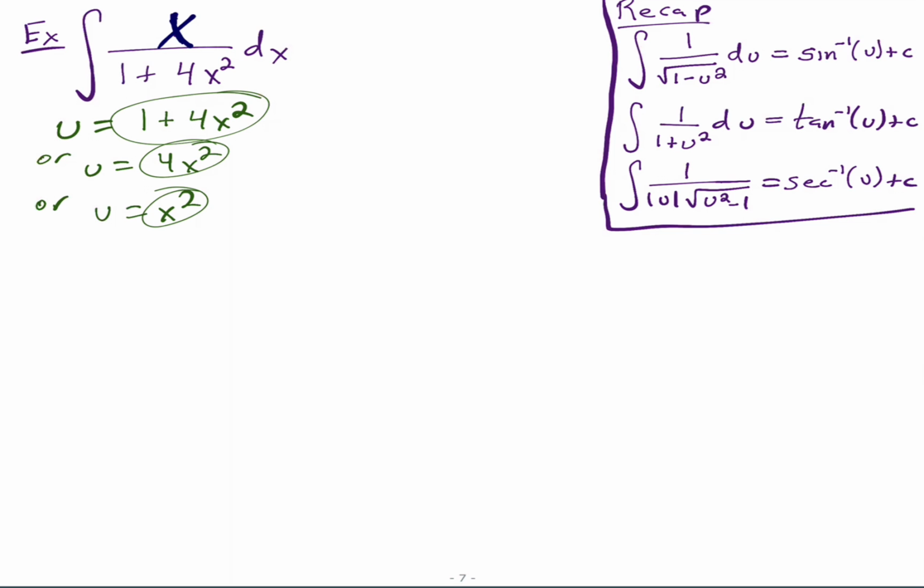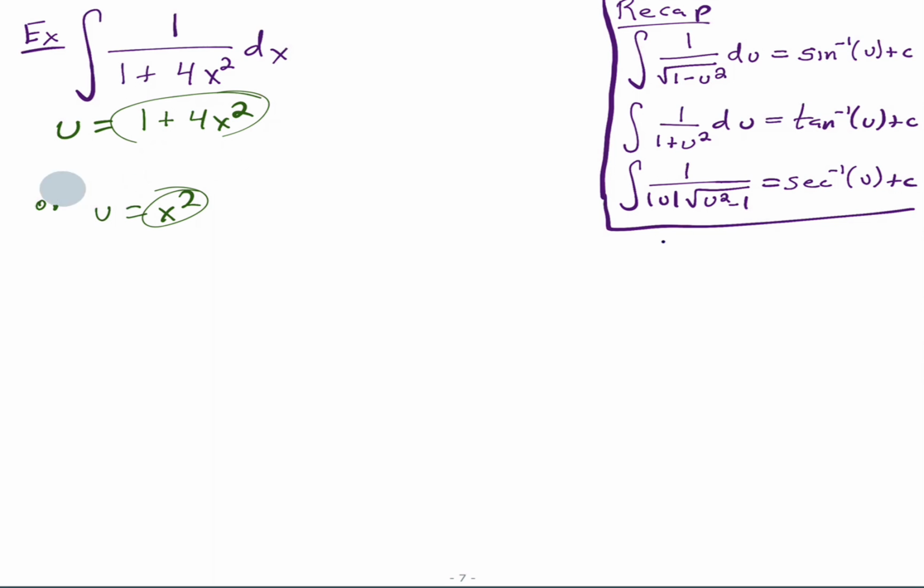So if you don't quite see how that works, try this one right here, with u equals 1 plus 4x squared, and see that it would work. But if I have a 1, then none of those substitutions work, right? Because I wouldn't be able to get rid of the dx. So do you guys want to see how it doesn't work? You guys interested in seeing that? Let's try it just for fun.